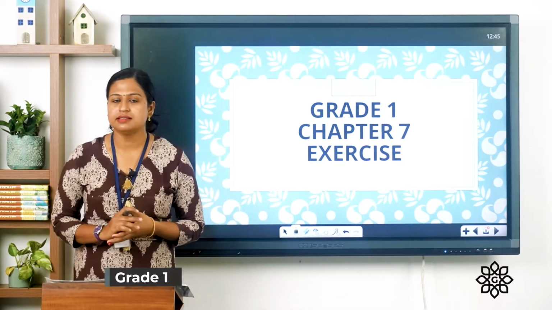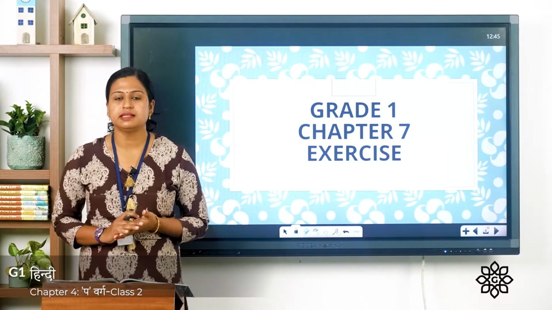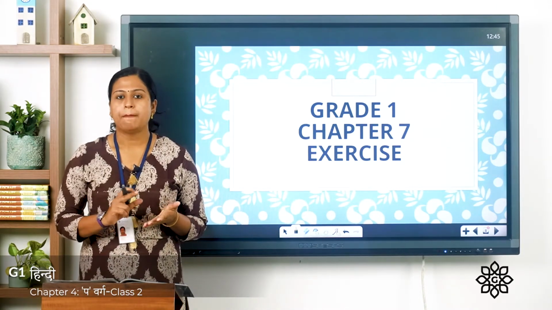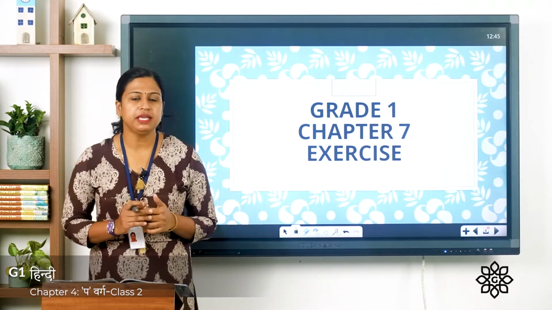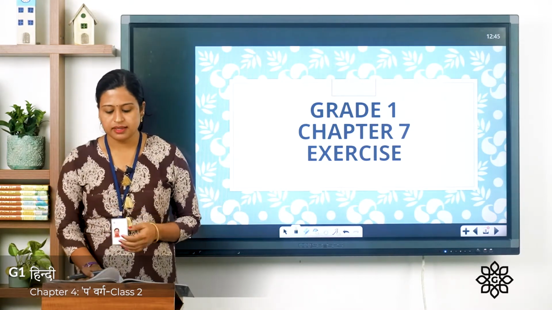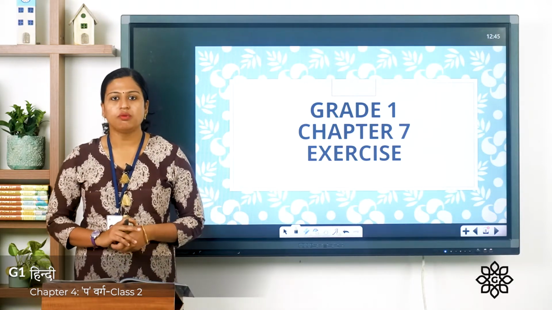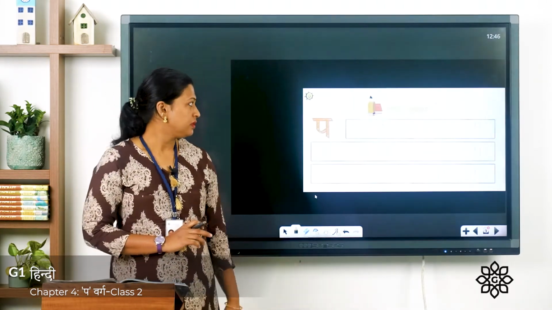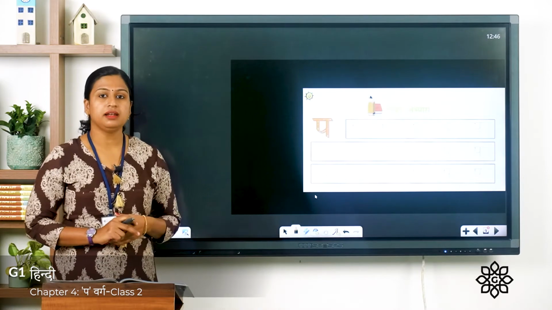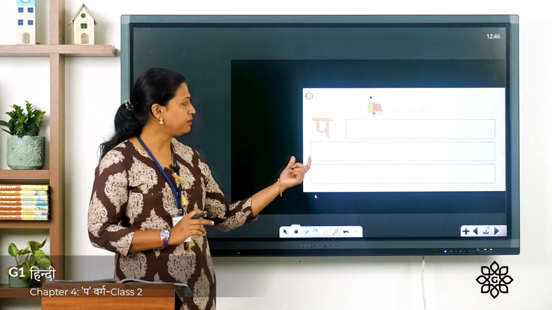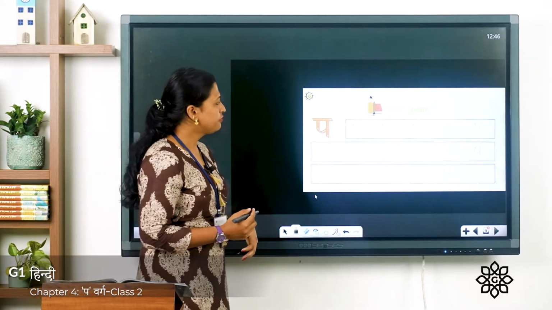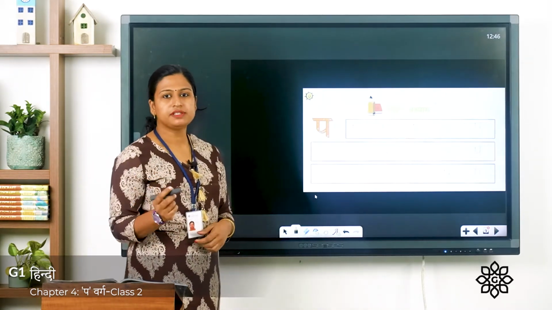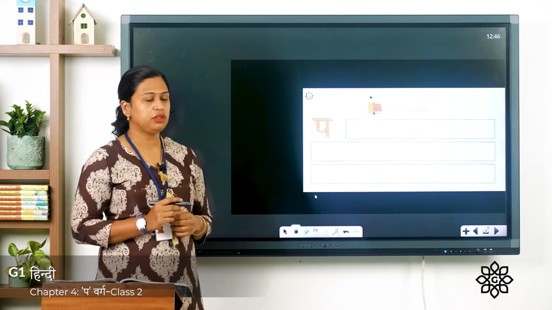So, in the last class, we learnt the vyanjan letters pa, fa, ba, bha, ma. Now, we are going to do the exercise of this chapter, that is from page number 41. The first exercise is lekhan abhyas. That means you have to write these vyanjan letters. So first, I hope you all have taken your textbook and pencil with you.